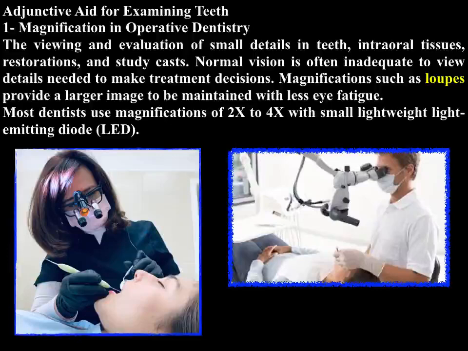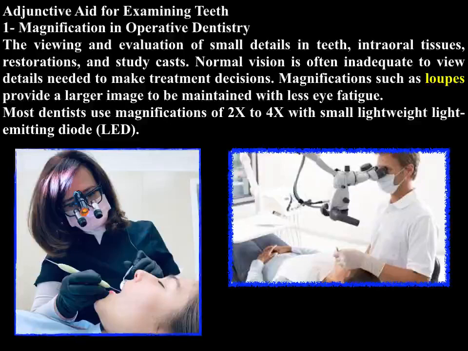Adjuncts to examining teeth. Number one, magnification in operative dentistry. Viewing in this picture, evaluation of small details in the teeth, intraoral tissue, restorations and study casts. All these can be used as adjuncts in examining the teeth.